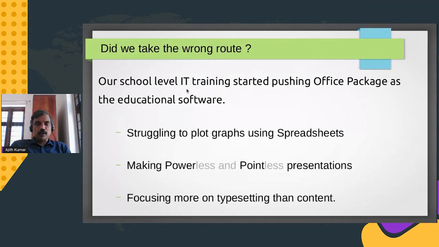one thing I would say personally, a very harmful thing that happened probably is, we started pushing the Office packages as educational software. Even today, you'll see that in what we are teaching at the school level, it is like word processing and spreadsheet, or just making presentations. So to plot a graph, you will struggle with a spreadsheet, Excel, or Calc, or whatever it is. And then another very futile exercise is making these presentations, just making fancy things, and it doesn't really contribute to the understanding. Then in word processing, we focus more on typesetting, how the font should look good, and capital, italics, everything, than the content.